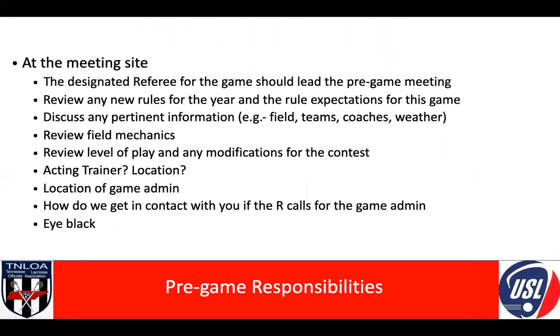We're going to review any new rules for the year and the rule expectations for the game. This is where veteran officials will come into play. If you've had the team earlier in the season and there's a hothead on the team, number 44, the deep hole for so-and-so team is a hothead, and I've given them multiple defenseless player fouls throughout the season, that's something that we need to discuss in the pregame. What are our mechanics for that defenseless foul?